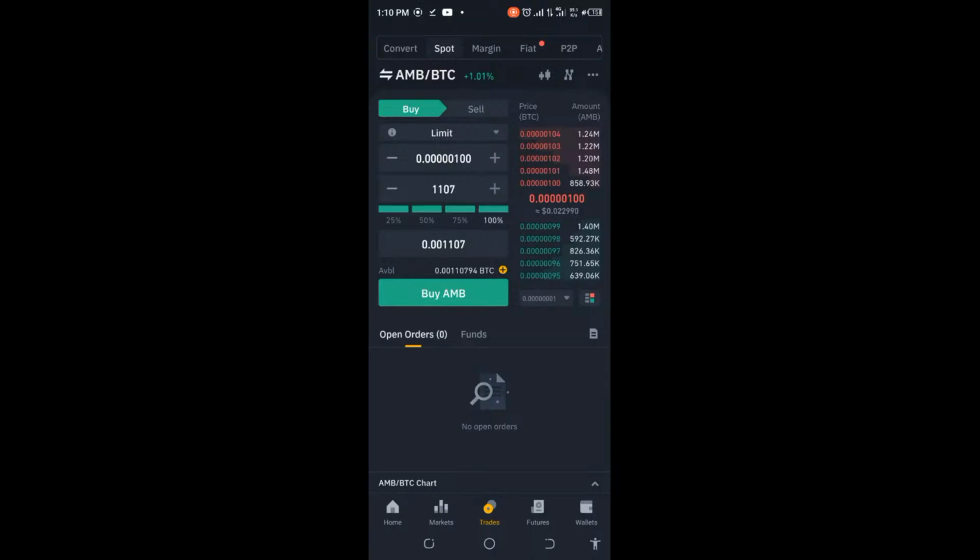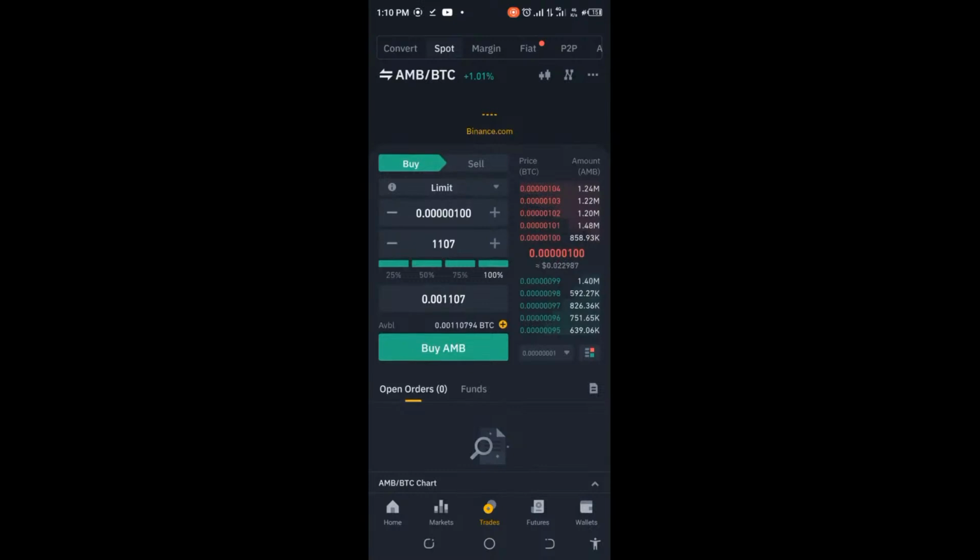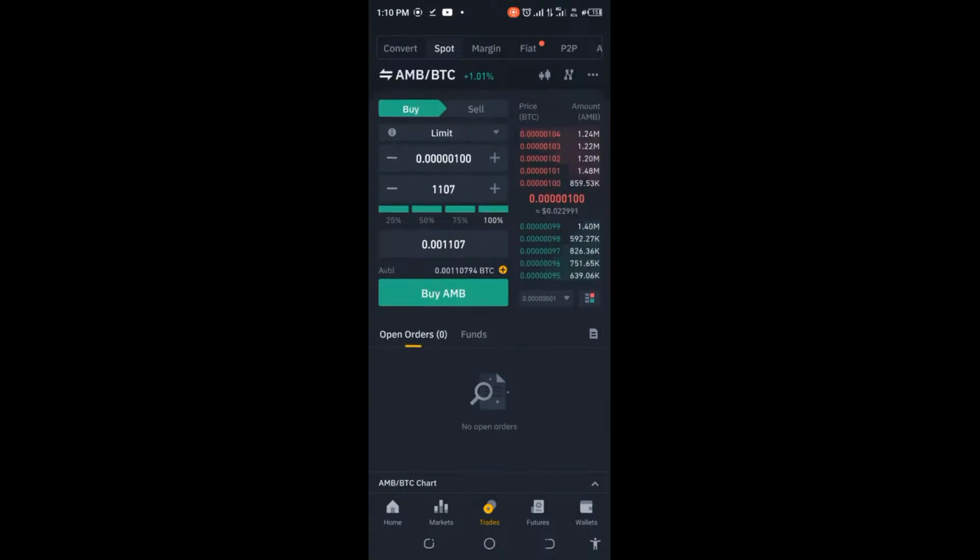Okay, so what we have here is 1107. So let's make sure that we get that completely. Okay, and then we just buy that, and let's see that everything is going on fine, and we purchase. Perfect. So that is done. Next thing now is that we have to send this over to KuCoin.